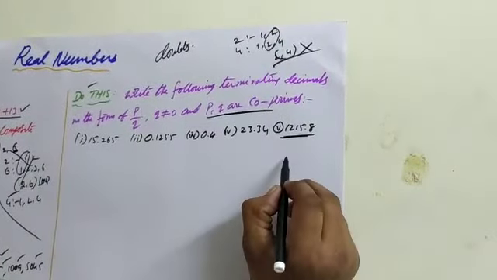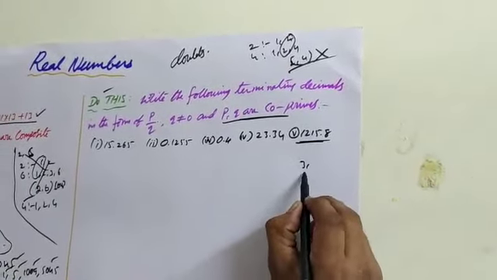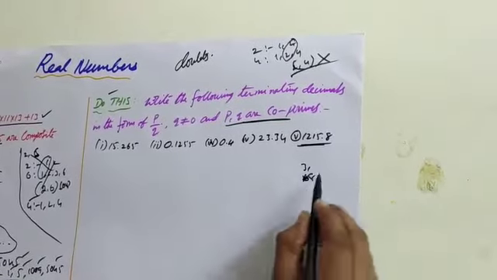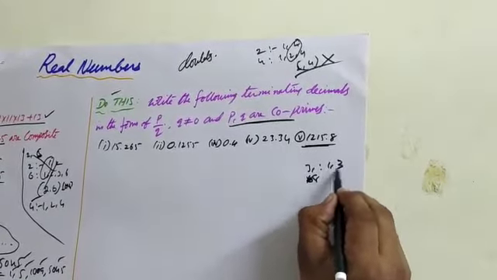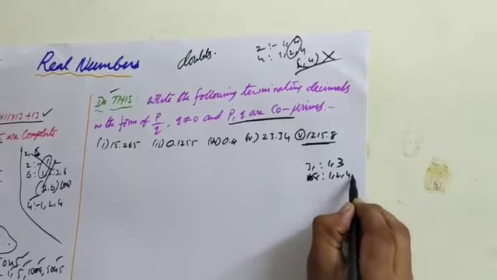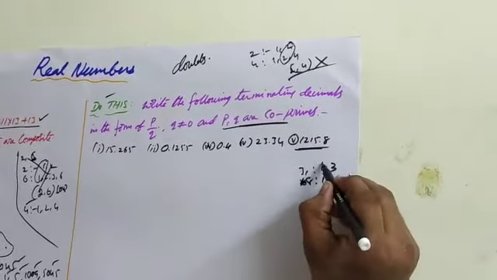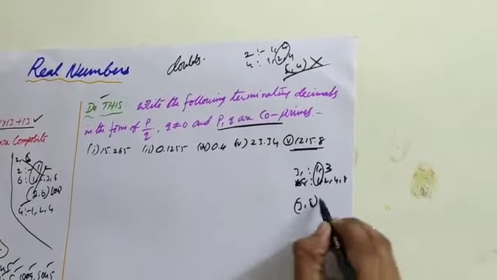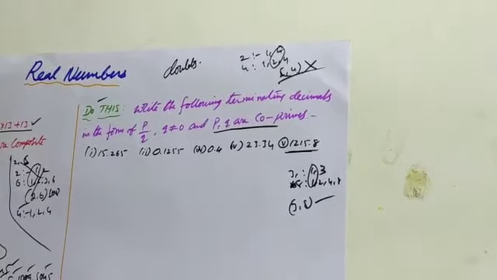At the same time, 3 and 8. The factors of 3 are 1, 3. The factors of 8 are 1, 2, 4, 8. What is the common factor? 1. So 3 and 8 are co-primes, like this.